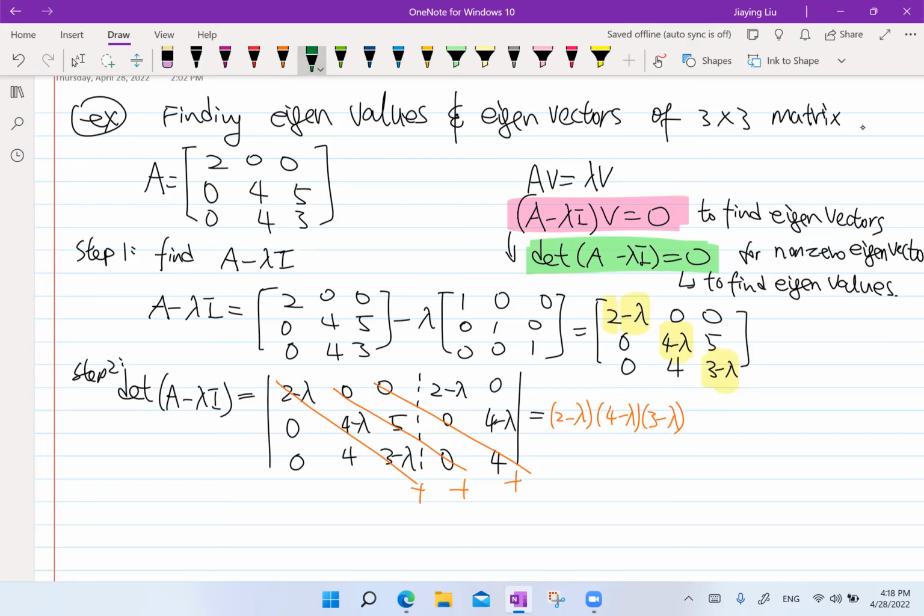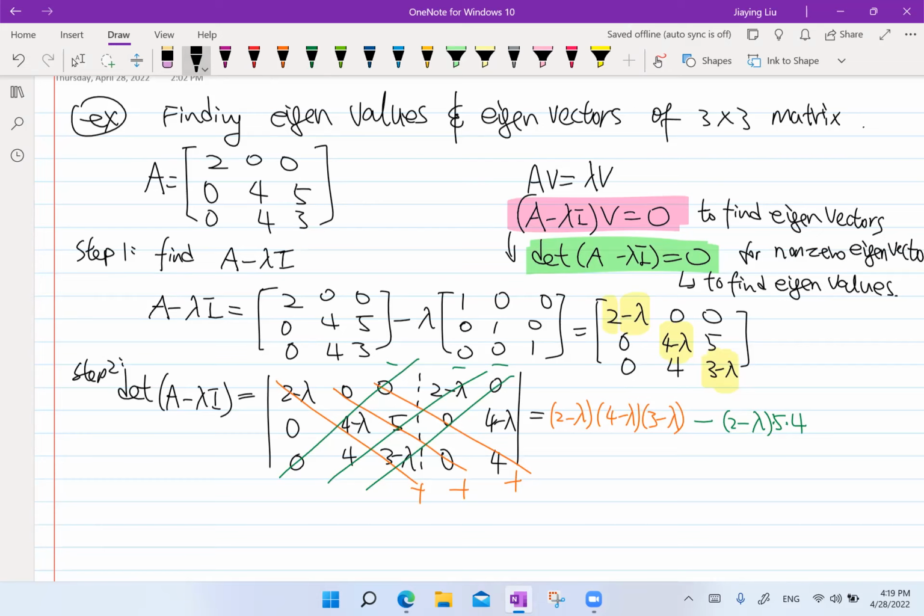And then we need to subtract forward slashes. So the first one is going to be 0. The next one is non-zero, so that's going to be minus 2 minus lambda times 5 times 4. And then the following forward slash also going to give us a 0, so I'm not going to write it. So that's all I have as expressions in the determinant.